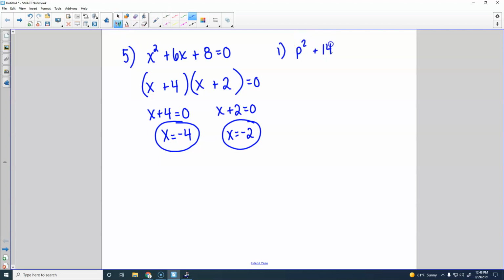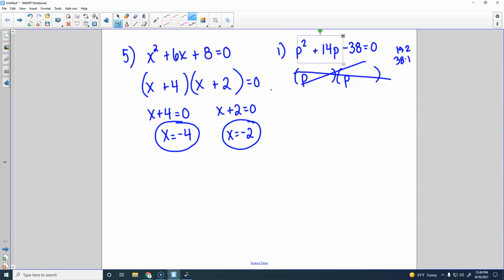plus 14p minus 38 equals 0. Well, if you try to factor it, you got your p and your p. 38, like you can multiply 19 and 2, 38 and 1. I think that's all that'll go into it. Neither one of those is going to give you 14, right? So factoring is not going to get you anywhere.